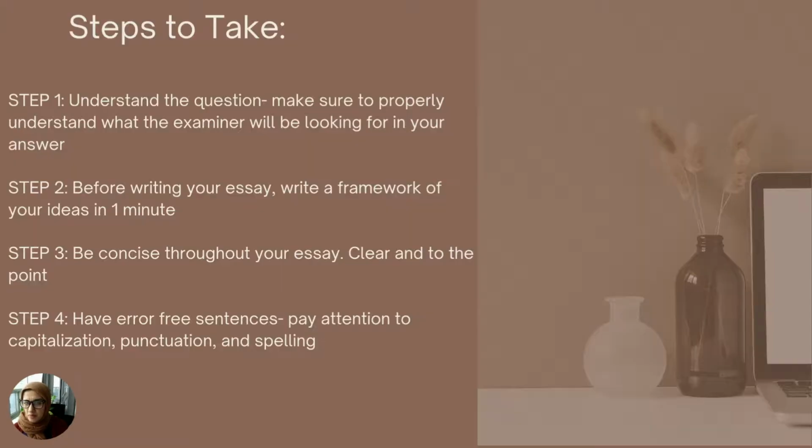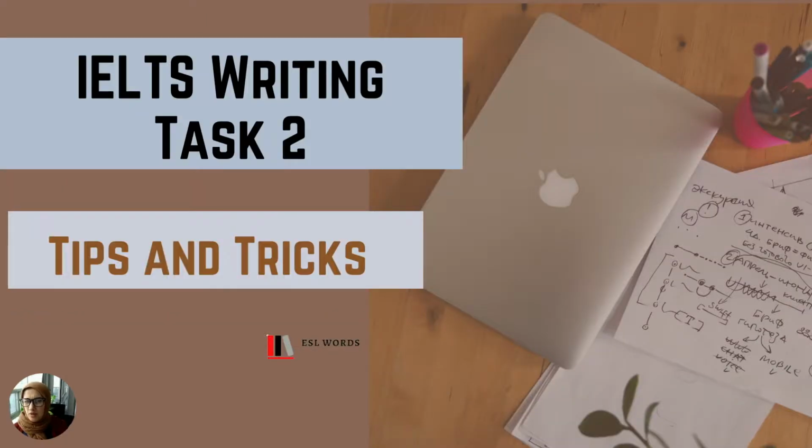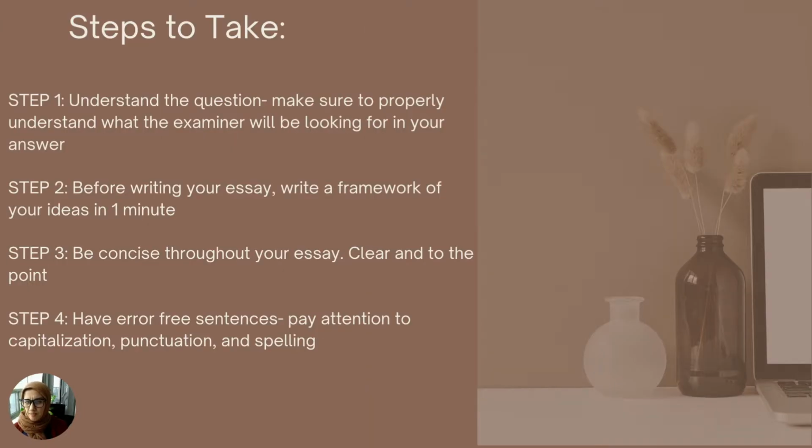So today we will discuss 4 tips that you should take when you complete your IELTS writing task 2. I'll also provide you a practice test where you will be able to complete an exercise to identify errors within a sentence, and hopefully you don't make those errors when you're writing your IELTS writing task 2 essay. So let's get right into it.